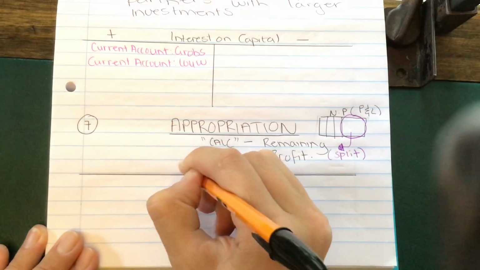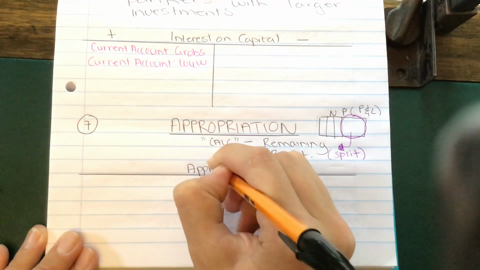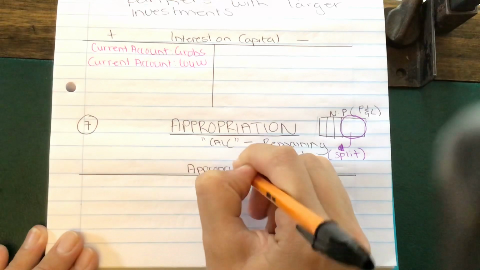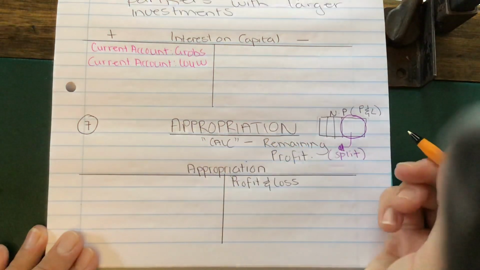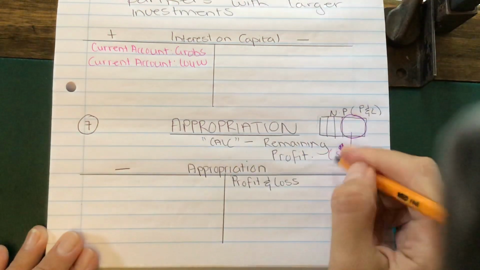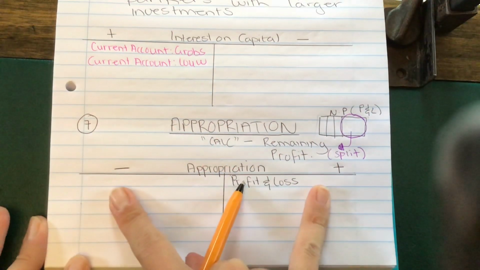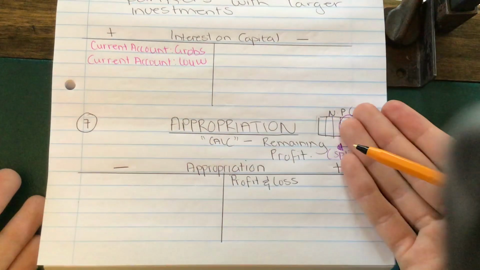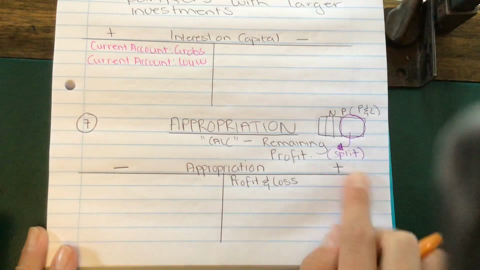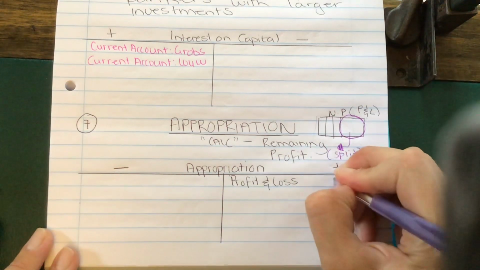Oh, I forgot to give my T account a name. Appropriation. Okay. Minus plus is how I see it. Remember, it's a temp account, but I see it as an income because we're dealing with profit here. Okay. So if I'm on the plus side, this obviously is a profit.